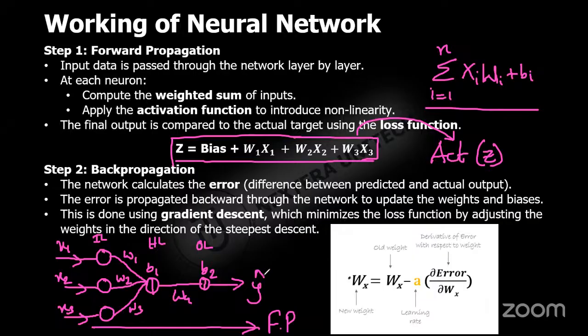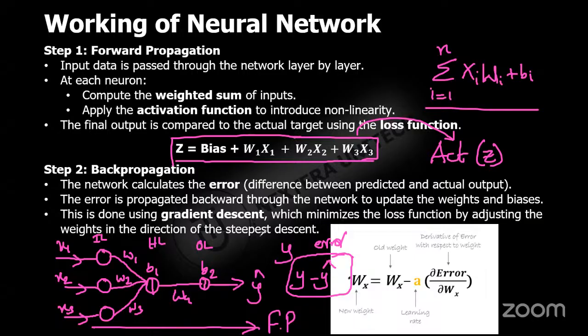So once after getting this predicted value, what happens? We also have the actual value, so the loss function gets calculated. What is loss? Y minus y hat. When you calculate y minus y hat, you get the loss value calculated. The error gets calculated.